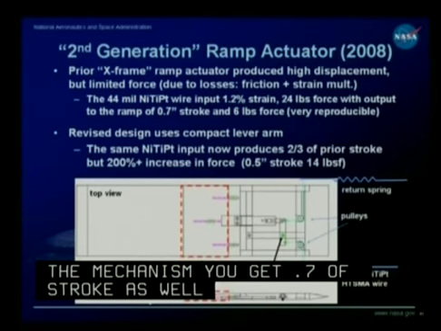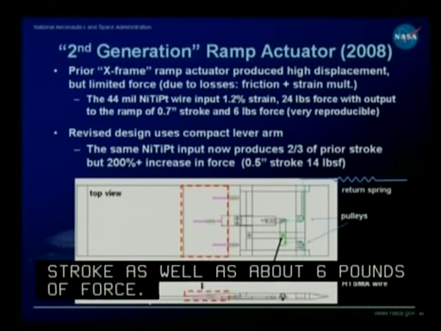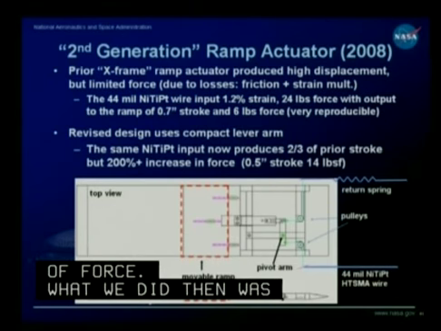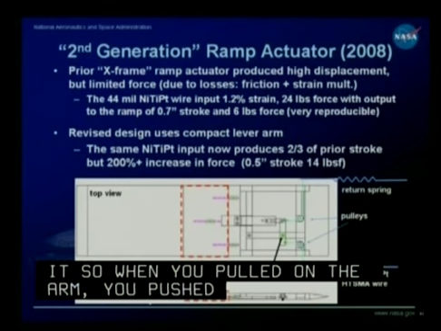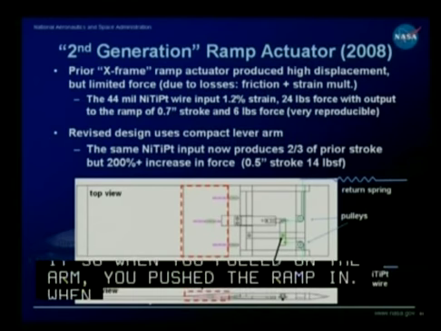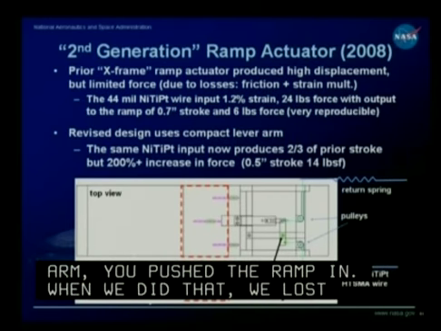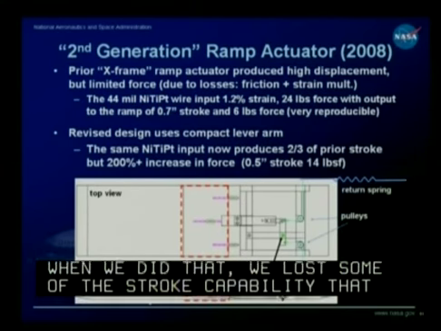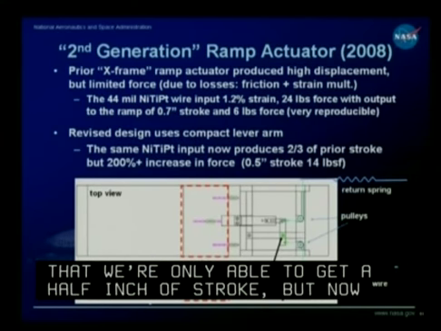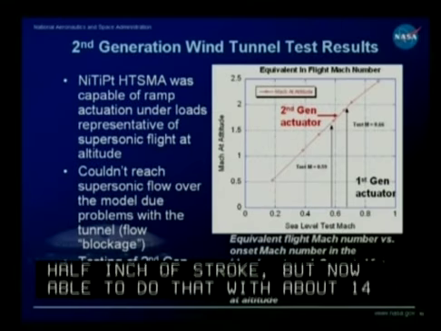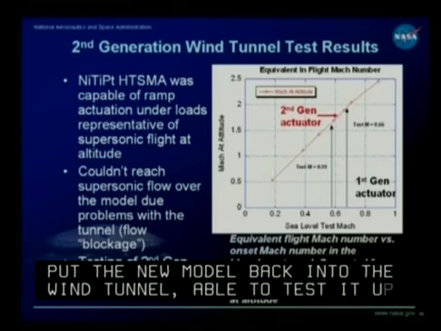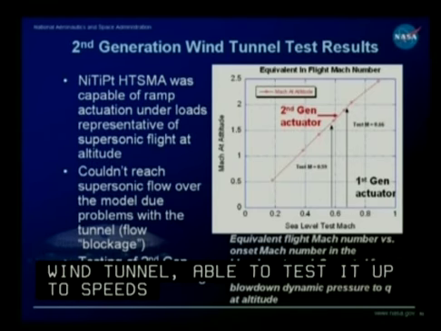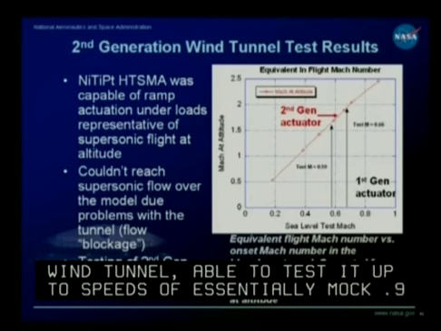What we did then was revise the design. We made a lever arm out of it so that when you pulled on the arm, you basically pushed the ramp in. When we did that, we lost some of the stroke capability so that we were only able to get about 1/2 inch of stroke, but now we were able to do that with about 14 pounds of force in the end. So if you go to the next slide, we put the new model back into the wind tunnel. We were able to test it up to speeds of essentially Mach 0.9, and we had no problems with it. The problem was really with the model and the testing.